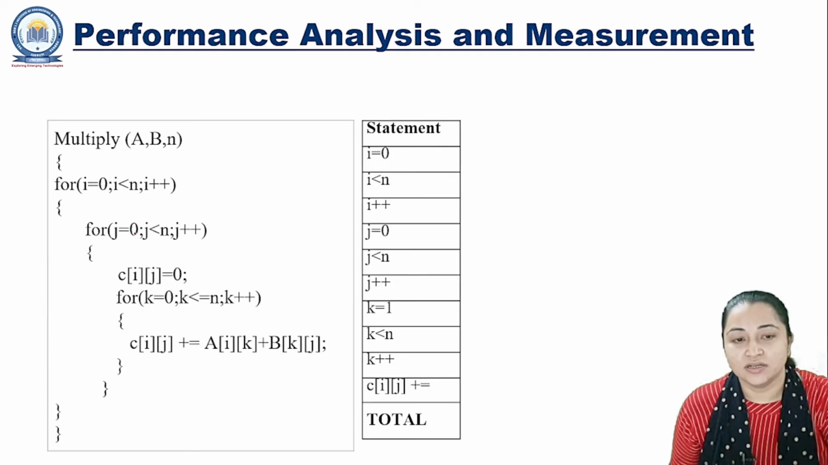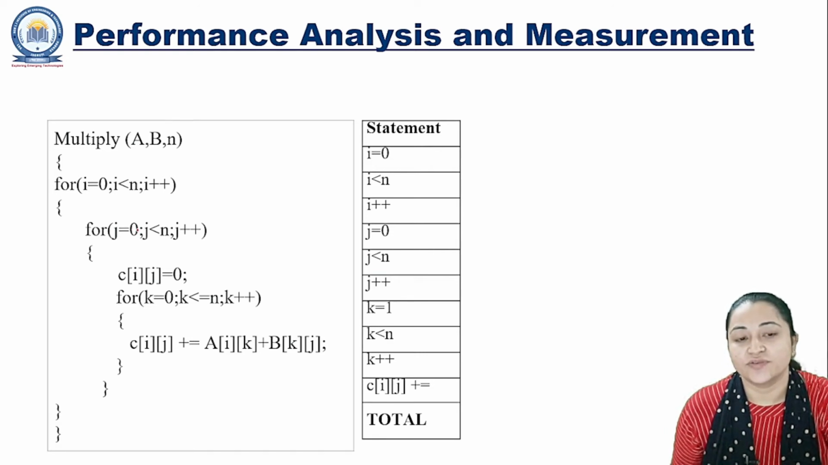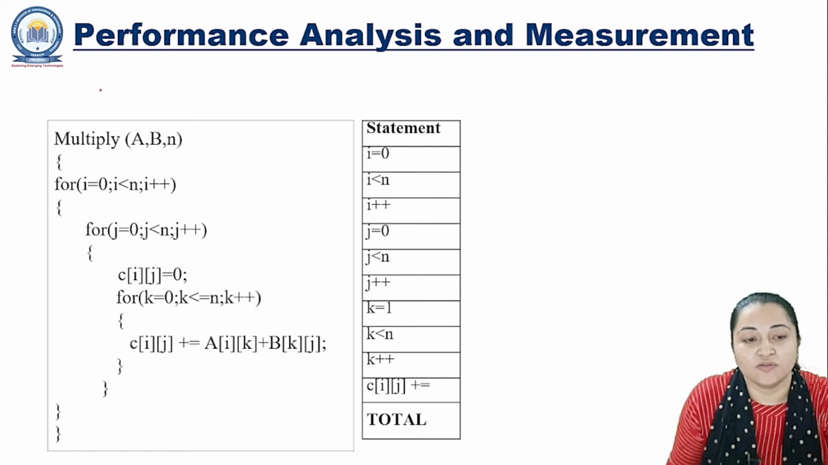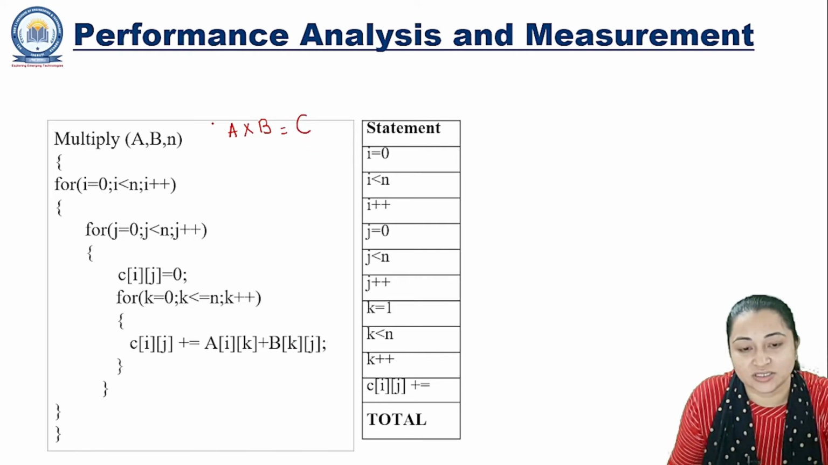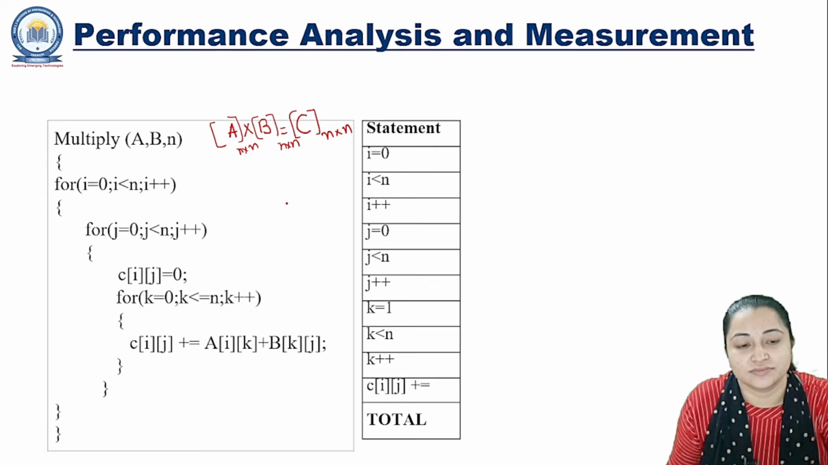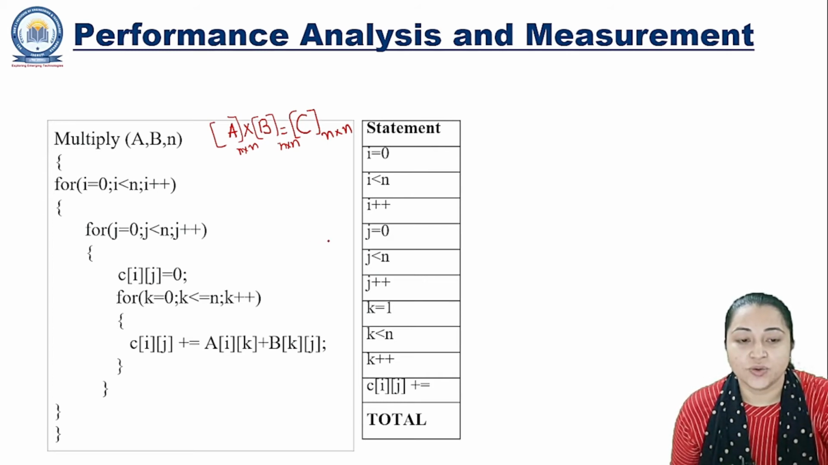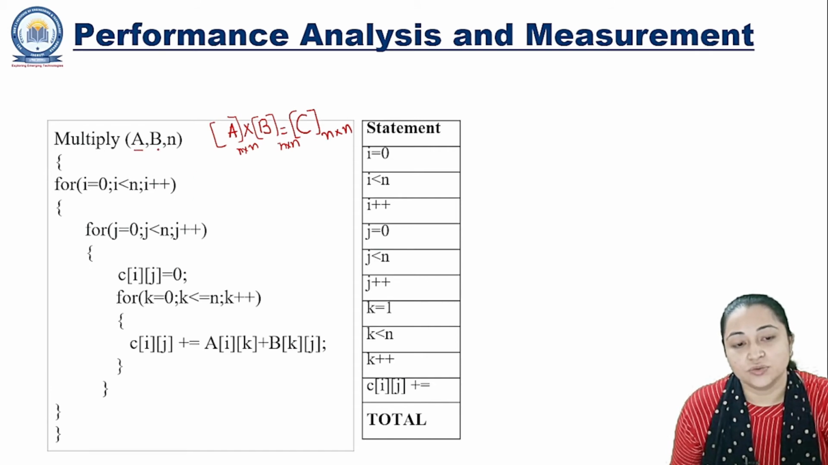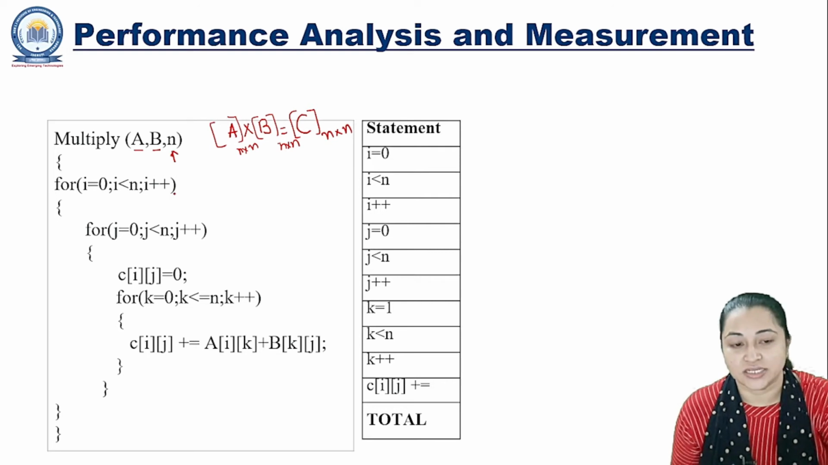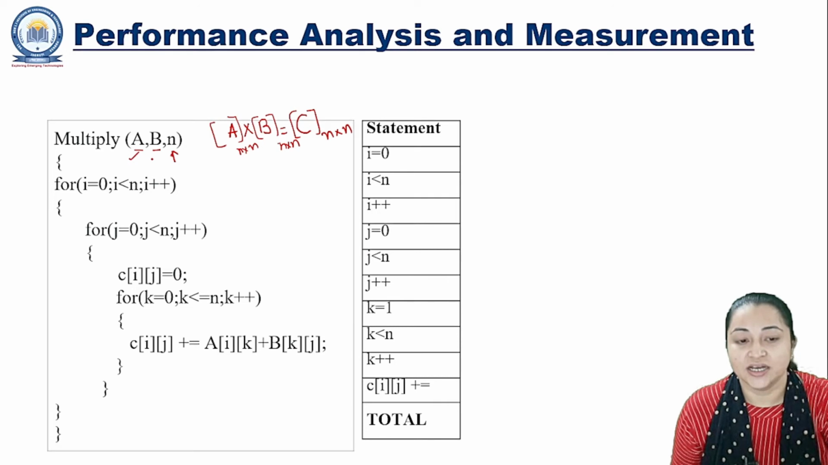Let us see another example for performance analysis and measurement for frequency count. Okay, this is the example of multiplying two matrices. So we are going to multiply two n cross n matrices, and the resultant matrix will also be an n cross n matrix. So this is an algorithm to multiply two n cross n matrices, and we will store the result in an n cross n matrix. In order to multiply two n cross n matrices, we will have two matrices as input and the dimension n as input. So we have three inputs in that case: matrix A, matrix B, and dimension of the matrix, right?